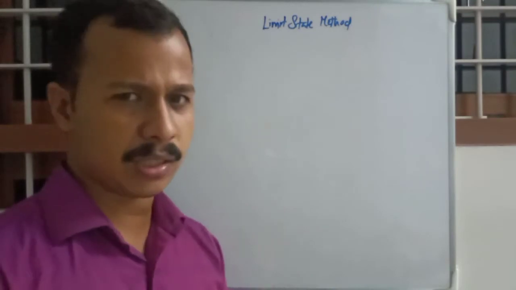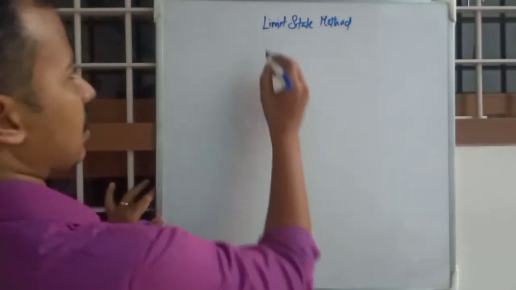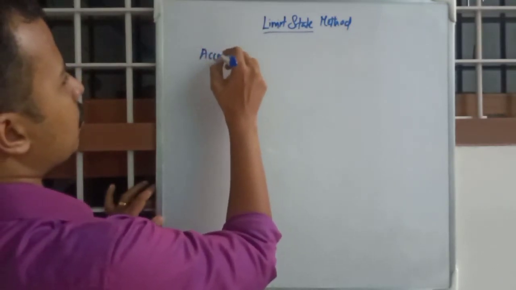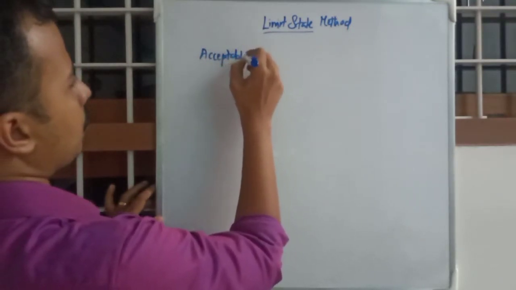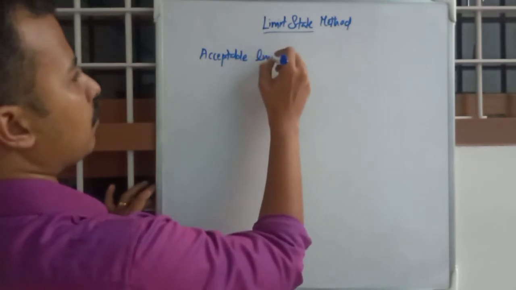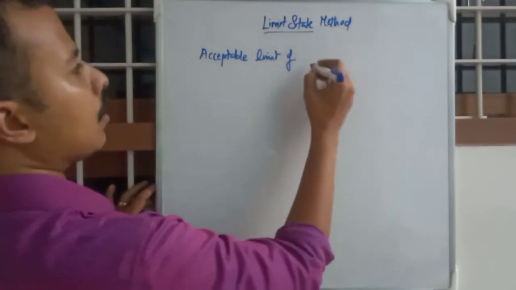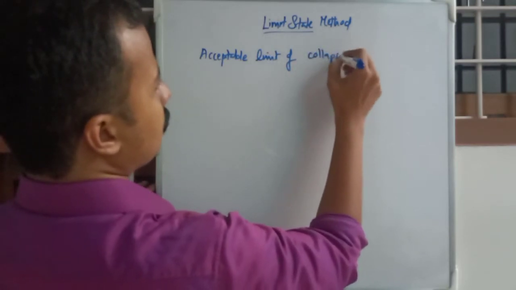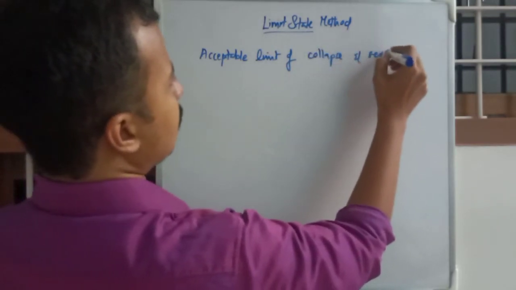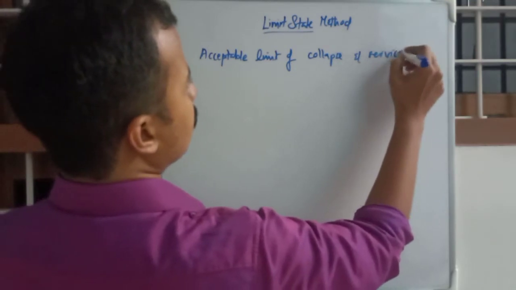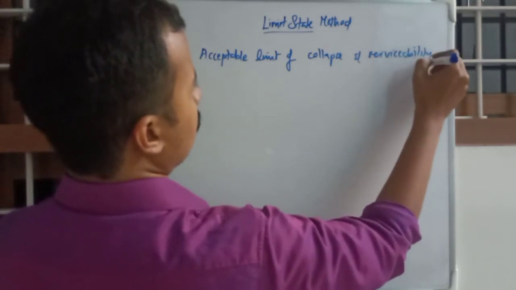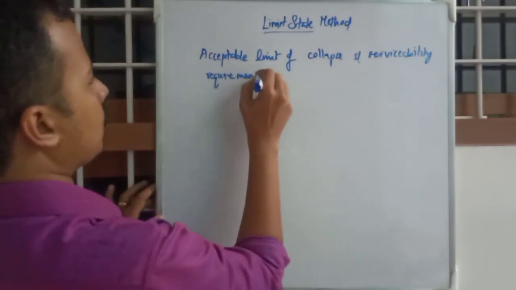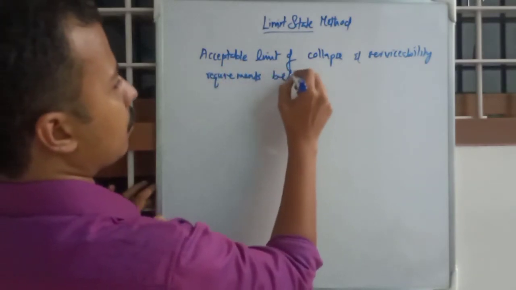What is limit state method? Before that, what is limit state? Limit state is just the acceptable limit of collapse and serviceability requirements before failure.